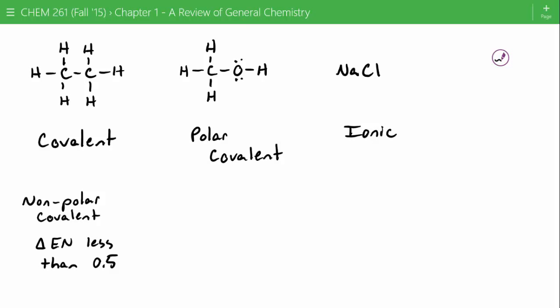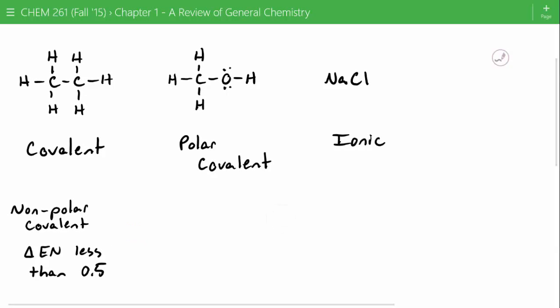If we look at polar covalent molecules, these have a difference in electronegativity of 0.5 to 1.7. So in this case, the difference in electronegativity between carbon and oxygen is about 1.0. So this is a significant imbalance in charge density, right?